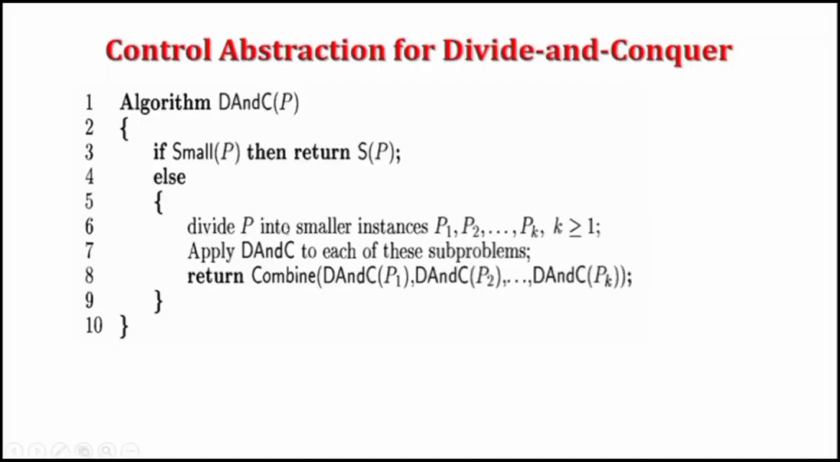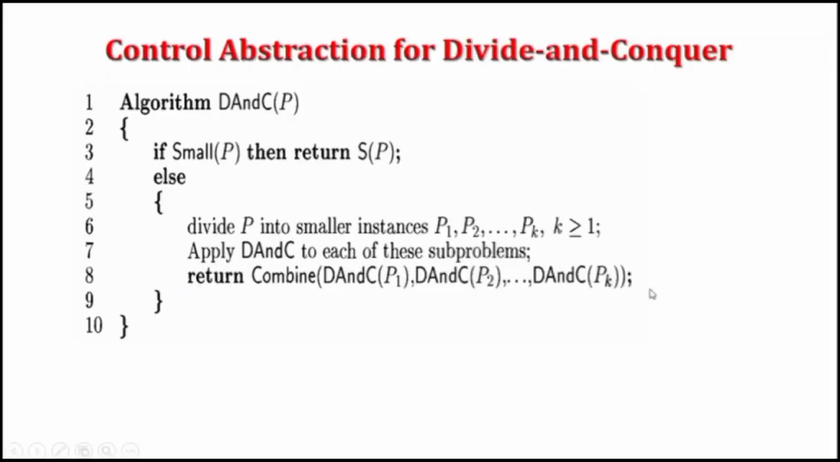But in line 6, the given problem is very large, so it is divided into smaller and smaller pieces. That means problem 1 to problem k, where k is greater than or equal to 1. Why? Because the problem is greater than 1. So in line 7, apply divide and conquer to each subproblem. After dividing the large problem into smaller subproblems, we conquer or solve each problem, finding a solution for each.